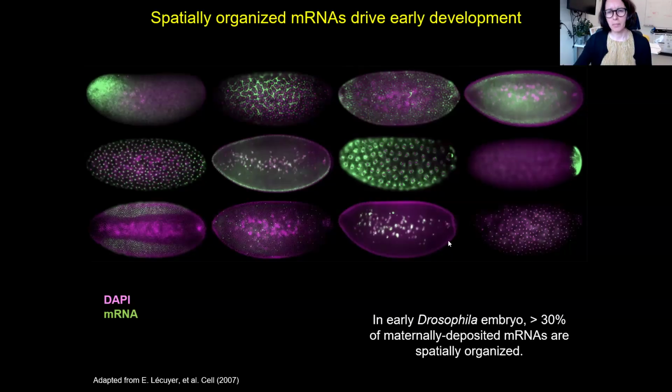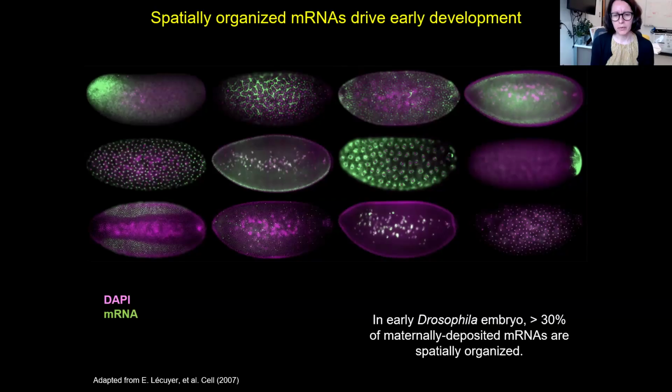I hope you can see my pointer. I'm going to be using it through the talk. And then in magenta are our nuclei, the nucleic acid stained by DAPI. And so in these embryos, more than 30% of maternally transcribed mRNAs are deposited into these embryos, and they're localized somewhere and in some pattern.